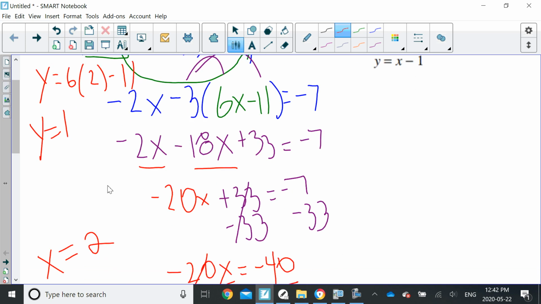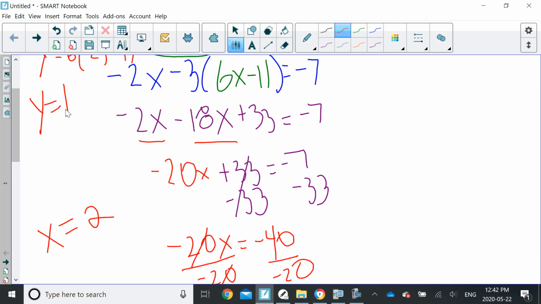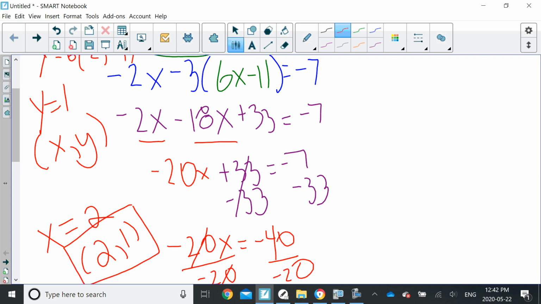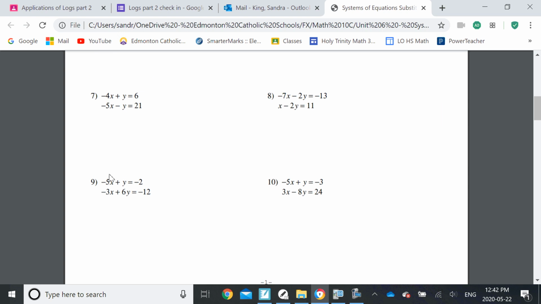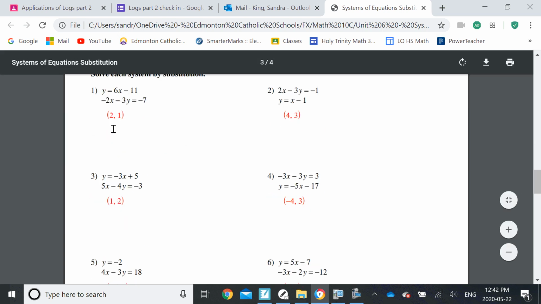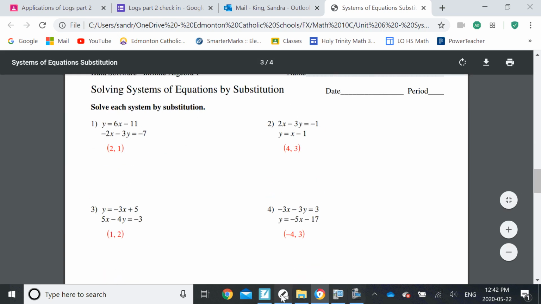I'll tell you right now that on your test, it is going to say, give your answer as an ordered pair. So remember that an ordered pair is always x comma y. So if this was a test, you would be saying 2 comma 1. You would box that in. So let's just quickly check my worksheet. Number 1 is 2 comma 1. So we did that correctly.